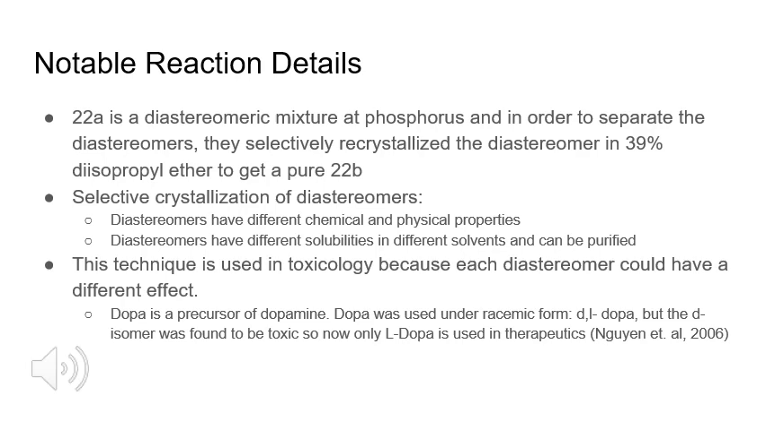This technique is frequently used in toxicology because each diastereomer has different properties. So, in medicine, one diastereomer could have a good medicinal effect while the other could be toxic to a person. An example of this is dopamine. Its precursor, dopa, used to be used in a racemic mixture of two isomers D and L. The D form was found to be toxic, so now they use a selective recrystallization of diastereomers to purify and only use the L form in medicine.